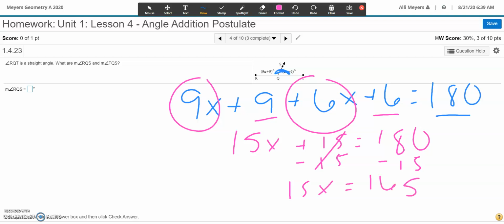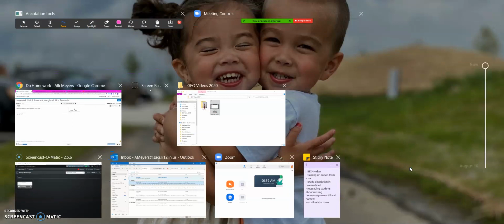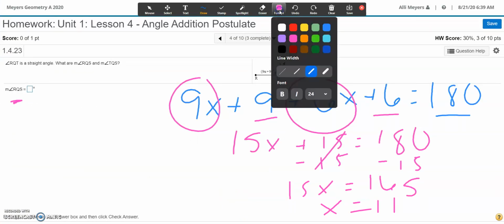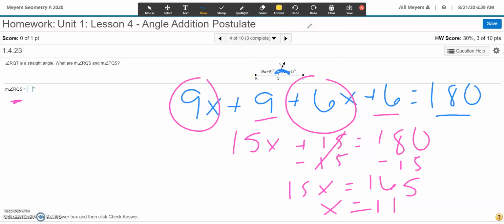And then you just divide by 15. Should come out nicely for me, and it does. It's 11. So that's x, but notice that that is not what they want me to say. They want me to say RQS. How big is that? Well, RQS is right here, so that's the 9x plus 9. So I just have to plug my x value into that expression, and then I know that that angle would be 108.